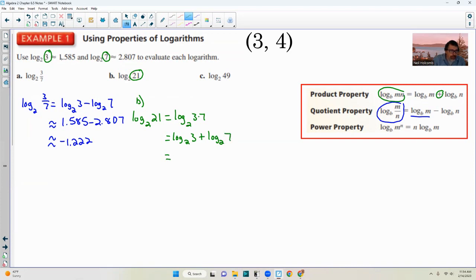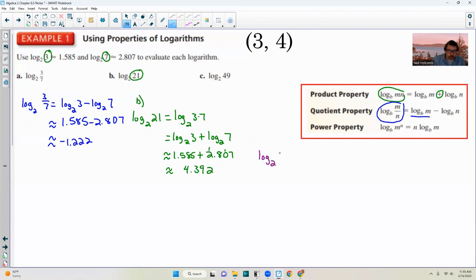And I have an approximation for both. Log base 2 of 3 is 1.585. And log base 2 of 7 is 2.807. So 7 plus 5 is 12, carry the 1. 0 plus 1 is 1, plus 8 is 9. 8 plus 5 is 13, carry the 1. 2, 3, 4. So it's approximately, I should be using approximations at this step and the next one. So this should be an approximation. And this is an approximation. So I get 4.392.